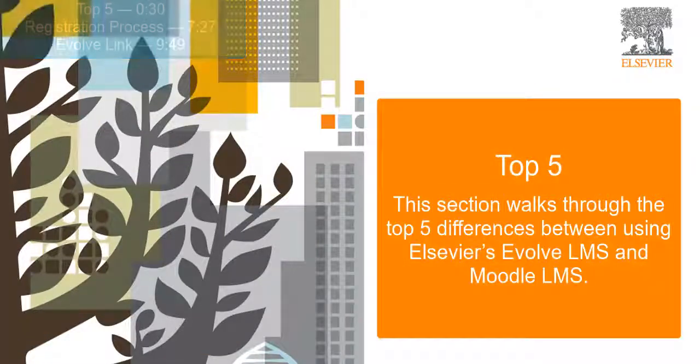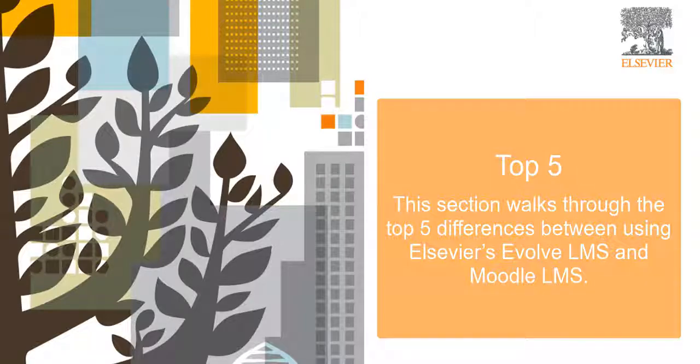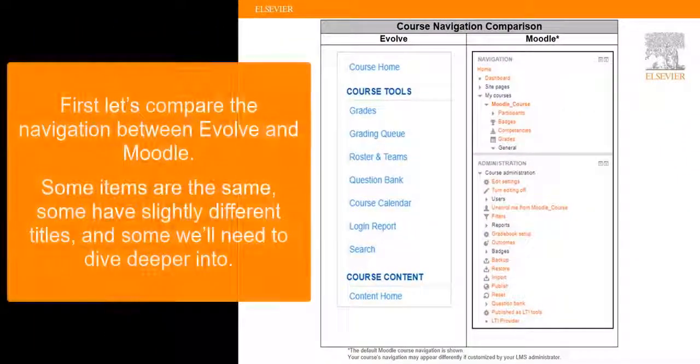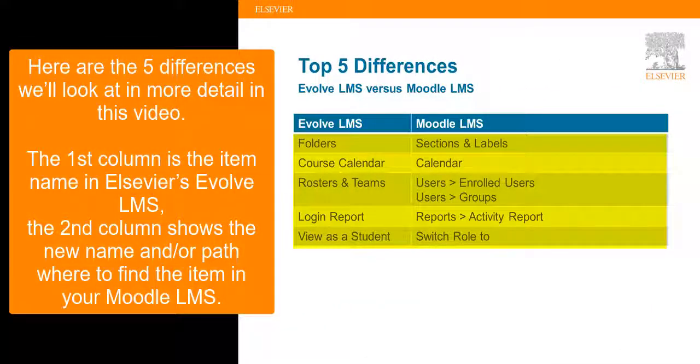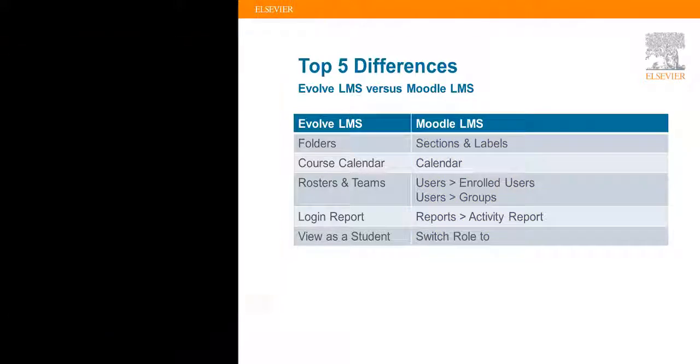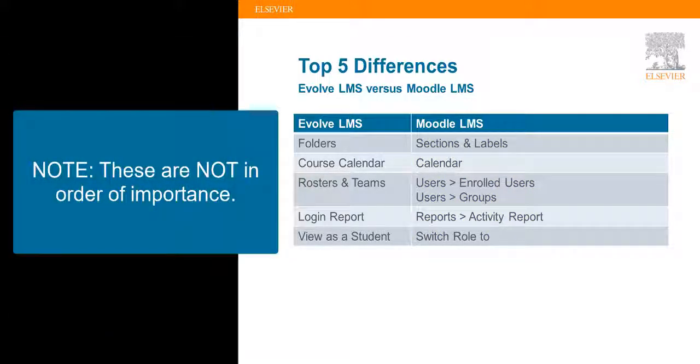This section walks through the top 5 differences between using Elsevier's Evolve LMS and Moodle's LMS. First, let's compare the navigation between Evolve and Moodle. Some items are the same, some have slightly different titles, and some we'll need to dive deeper into. Here are the 5 differences we'll look at in more detail in this video. The first column is the item name in Elsevier's Evolve LMS, and the second column shows the new name and/or path where to find the item in your Moodle LMS. Note, these are not in any order of importance.